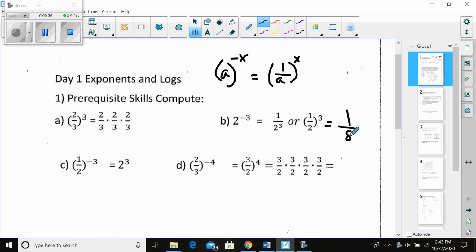I hope we're comfortable with things in A, right? Where we cube a fraction, we have to cube both the numerator and the denominator.